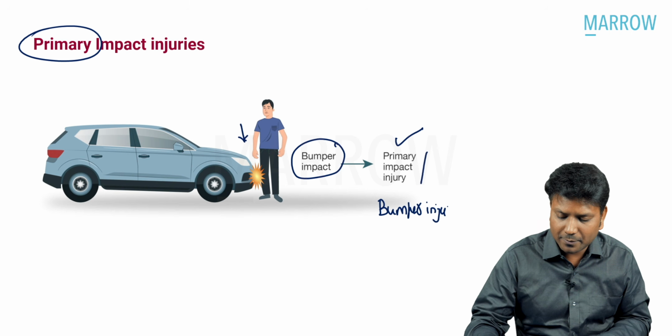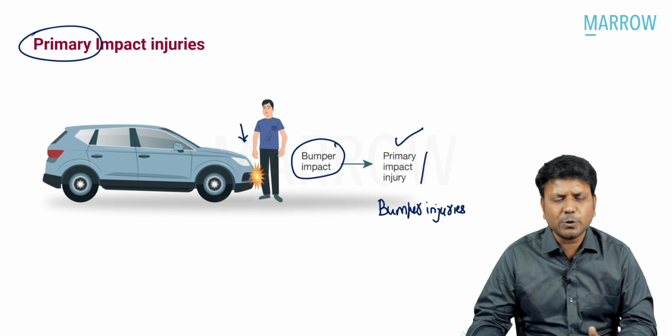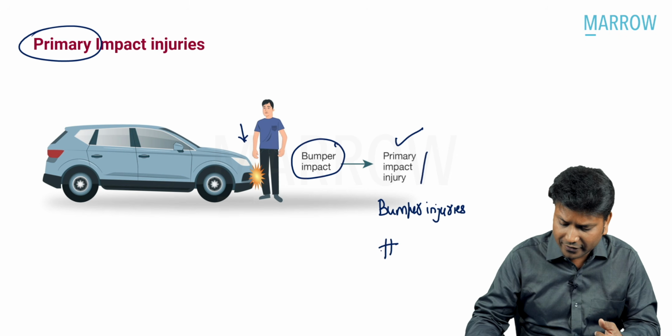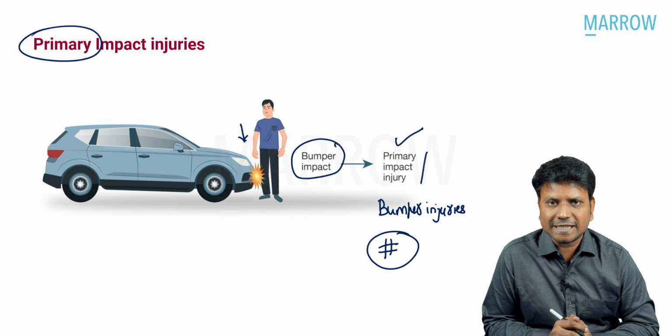Why is this called primary impact injury? Because it is the first impact with the vehicle. In bumper injuries, you will get abrasion, contusion, laceration, and you will also get fracture. That is very important. We call it bumper fracture, usually seen in the legs.